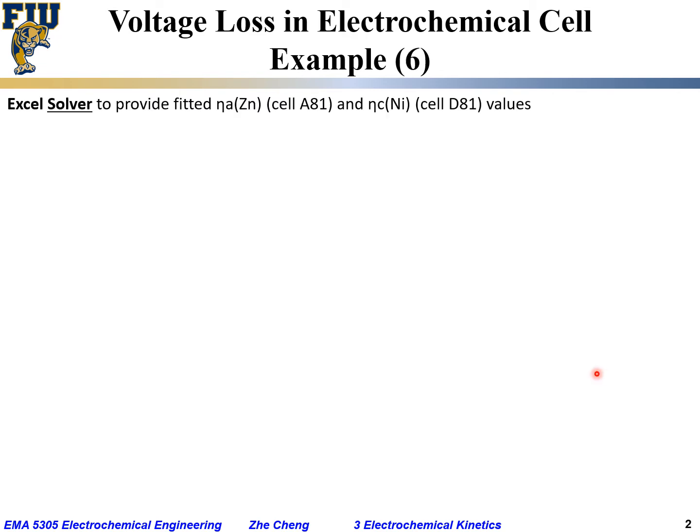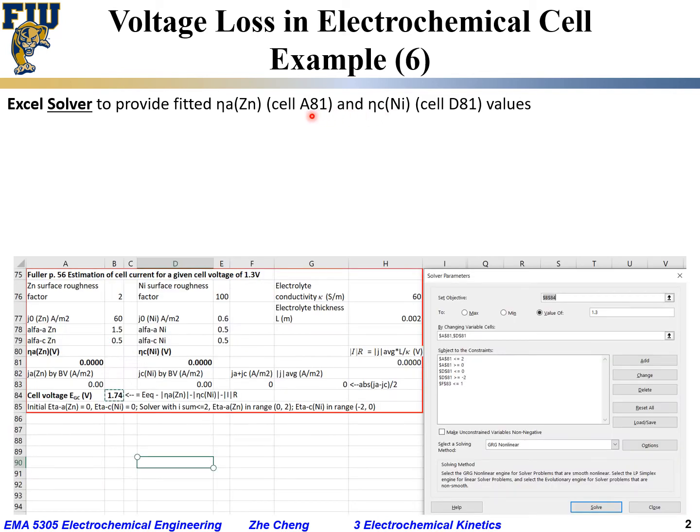So with these, we can still use Excel Solver to provide fitted values for eta A zinc anode overpotential, eta C nickel cathode overpotential, and they are stored as we said earlier in cell A81 and cell D81 respectively.